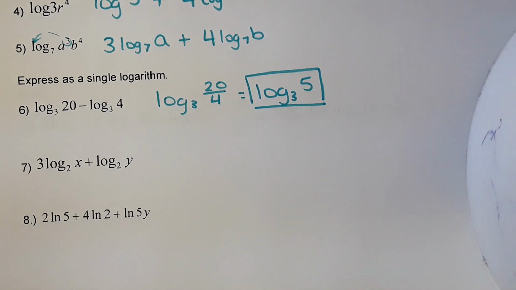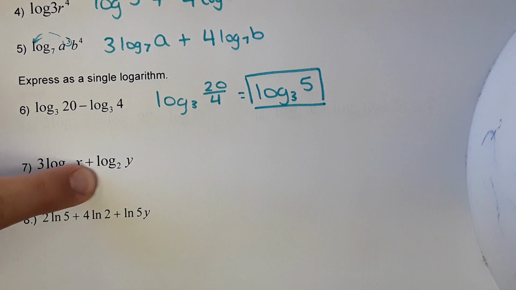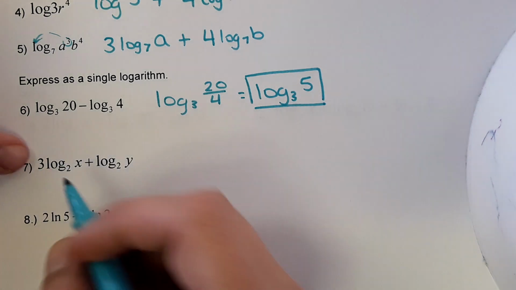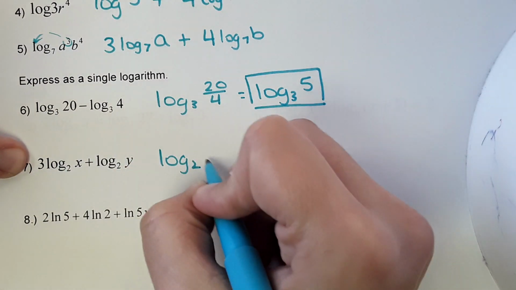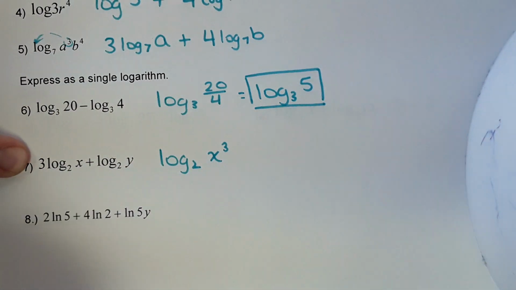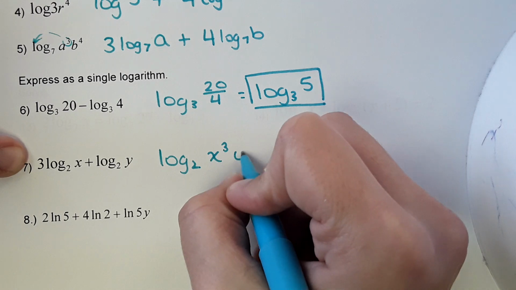Okay. Next one, we have the addition, so that means that they're being multiplied. So we have log of 2, x raised to the third power, and then just y.